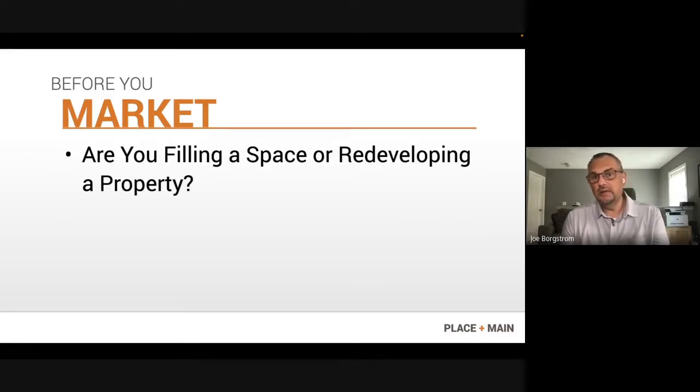And redeveloping a property may mean a change of use. It may mean a number of other things, but you really need to understand what your end goal is. Is it simply to fill an empty building? And that's a fine goal to have too. So I don't want to belittle the idea of just filling a space and marketing property, because we're going to touch on marketing property in general, and then we're going to talk about specific redevelopment marketing.